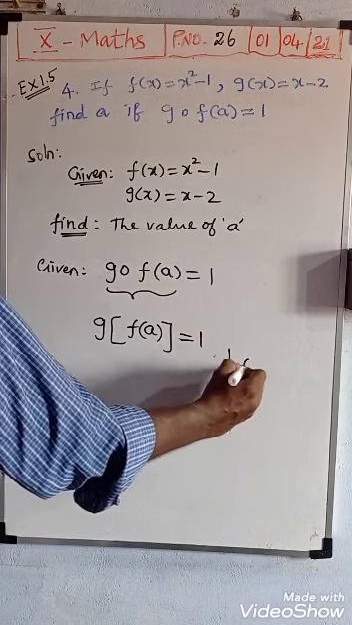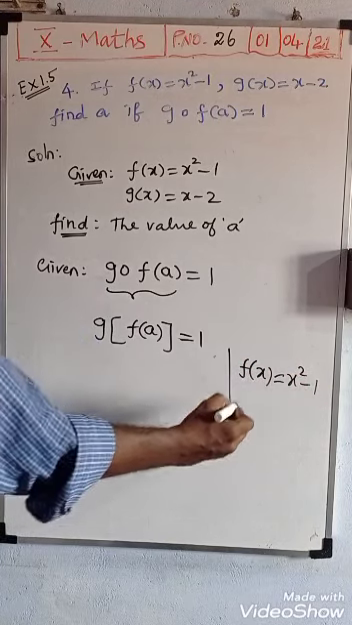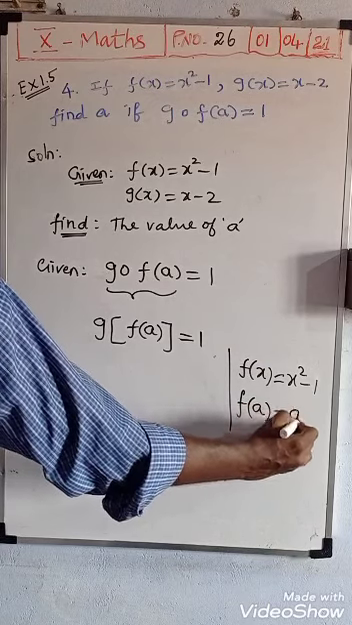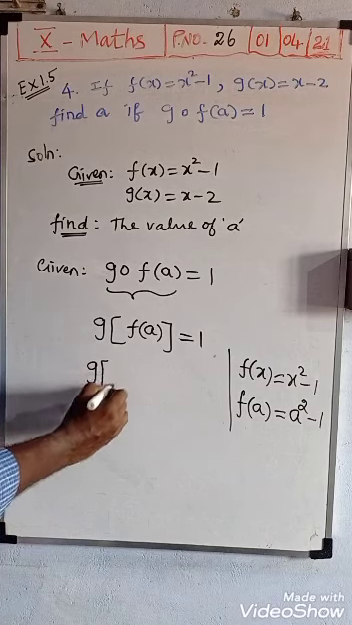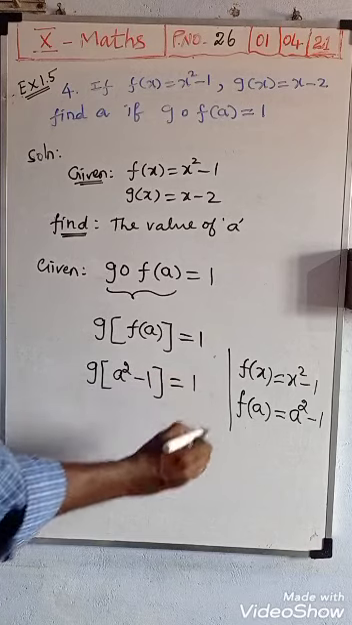So already we know f of x is x square minus 1. We need f of a. So instead of x, place a to substitute. So a square minus 1. Therefore G of f of a is a square minus 1 is equal to 1.